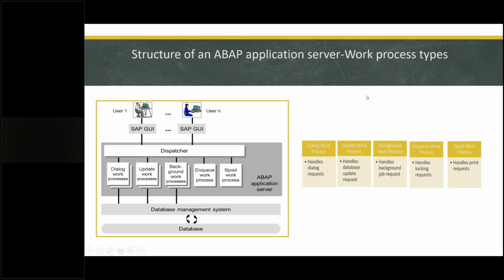So if you exceed that and don't find any free work process, then your program will be sent to a waiting status. Whenever another work process is free, your program will be executed. You can see all of them in transaction SM50, so you can get an overview of all of them.